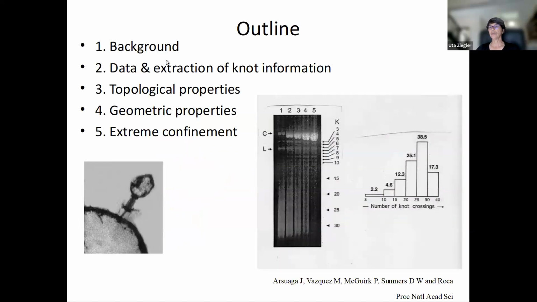The outline is a little bit of background information, then data and extraction of knot information, then topological properties, geometric properties, and then we talk about extreme confinement. The first four are all about confinement in a sphere, and the extreme confinement is confinement in a cylinder.